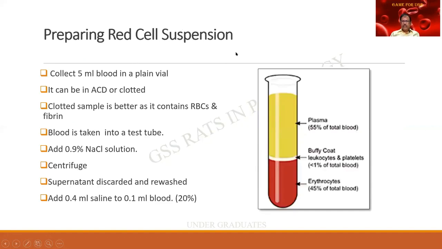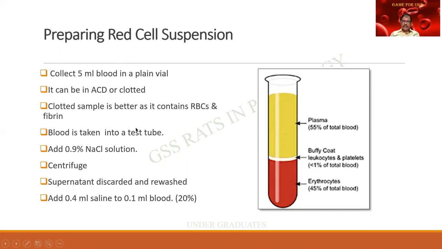And normally we are collecting the whole blood and doing a grouping. But instead, what people say is a red cell suspension will be ideal. What do I mean by the word red cell suspension? You collect 5 ml of blood in a plain vial, and it can be either with ACD or it can be clotted. The clotted sample is better because it contains RBCs along with fibrin.